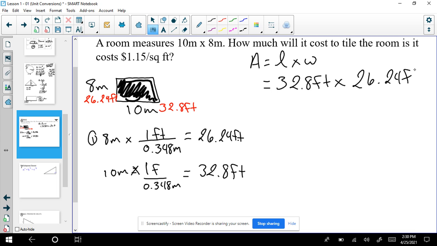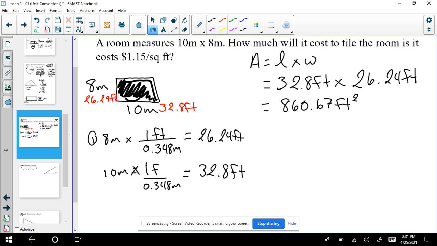26.24 feet. Right, we're going to multiply those together. So when we multiply those together, we get 860.67, and this would be in feet squared, which is square foot, right?